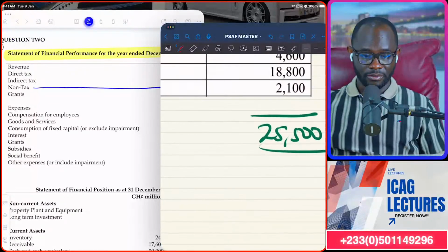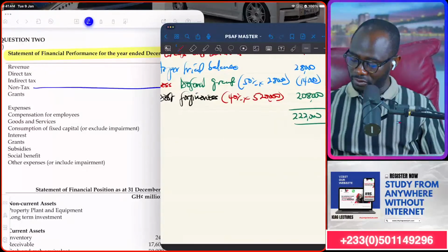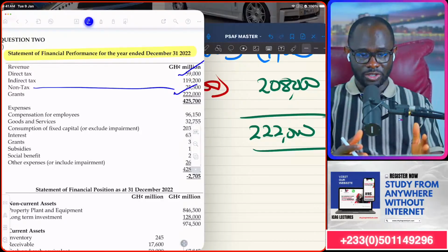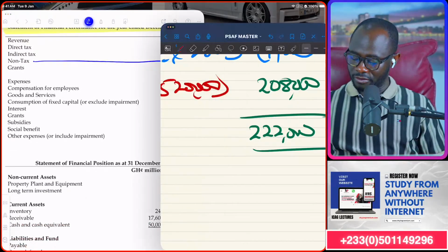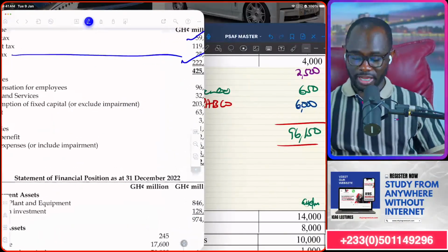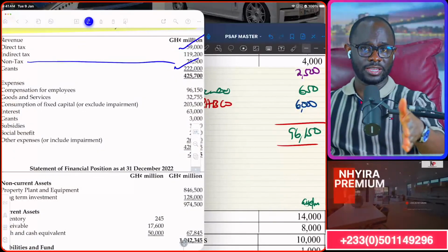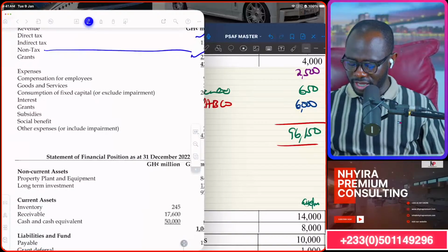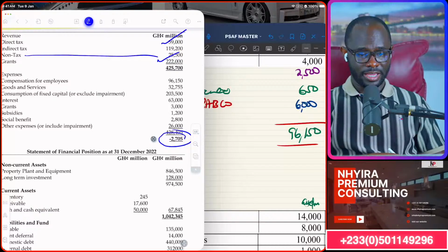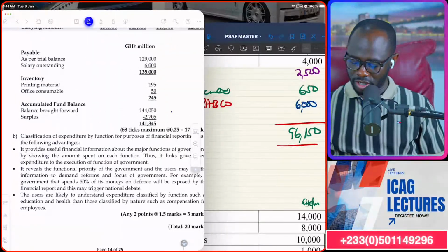We got 25,500. That's what you are seeing there. Grants, that's workings for. We got 222,000, right? That's what you are seeing there. And so that's our total revenue. Then the expenditure side of things, you come to compensation. We got 96,150. That's what you are seeing there in the solution, 96,150, and all of the expenditure items. So at the end of the day, you are seeing that there was a deficit here in the workflow, and you do your final workings, which is on the accumulated fund.